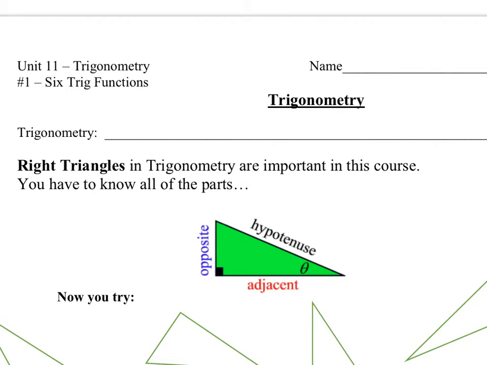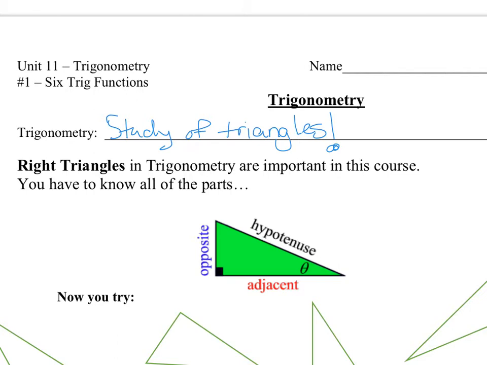So trigonometry, as you may know or may not know, is the study of triangles. Yay! Almost as good as flags, but not quite. Okay, so study of triangles. Now, more specifically, we are going to be discussing right triangles.